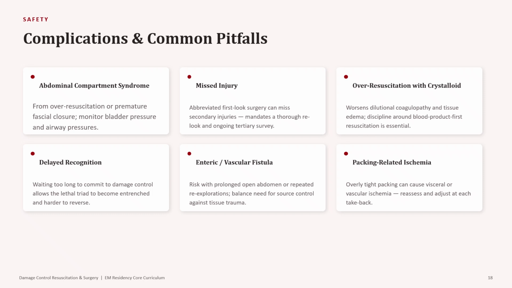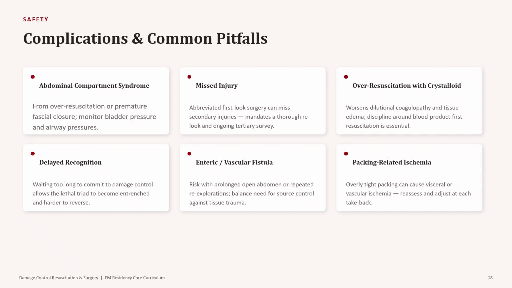What are the common complications and pitfalls of DCS and DCR? The most dreaded complication is abdominal compartment syndrome from over-resuscitation or premature fascial closure. Monitor bladder pressure and airway pressures closely to detect abdominal compartment syndrome. There is a chance of missing important injuries. Abbreviated first-look surgery can miss secondary injuries. Mandates a thorough relook and ongoing tertiary survey.